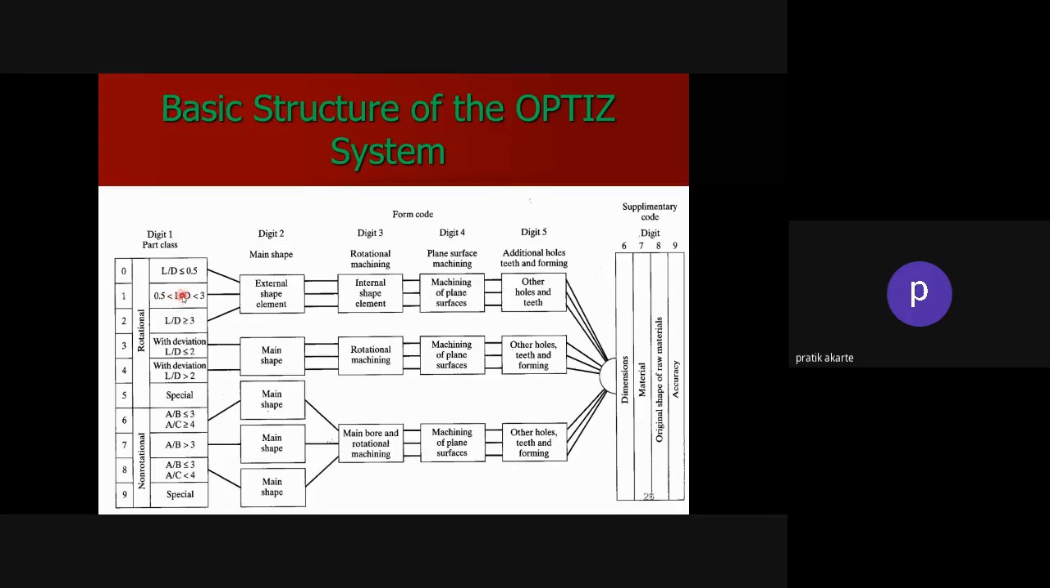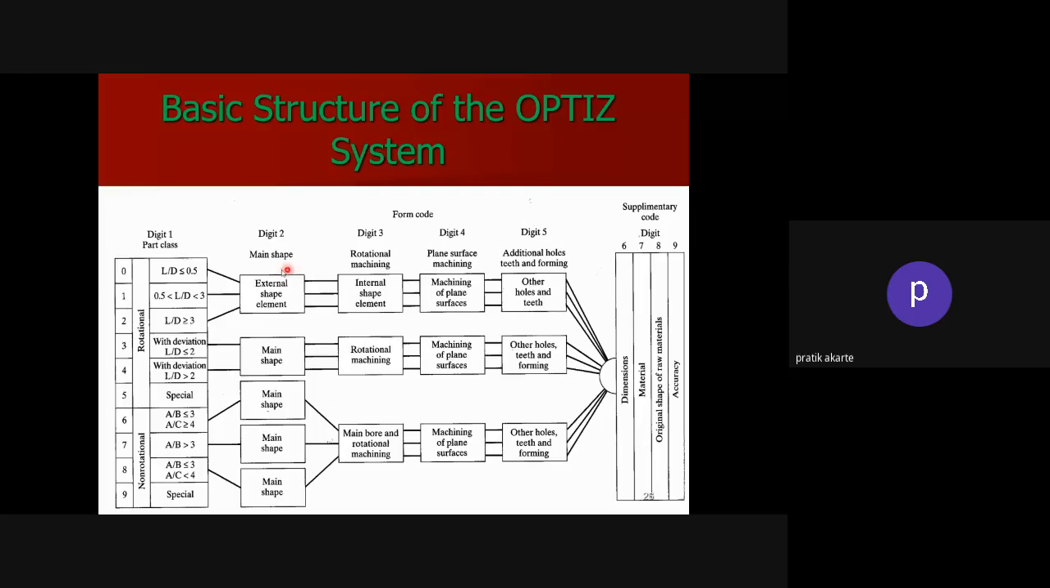Then if it is between 0.5 to 3, you can use number 1. If it is greater than or equal to 3, then it is number 2. Likewise, you can use the various digits for the length to diameter ratio. I mean, not length to diameter, for the rotational part. For the non-rotational part, it is based on the length to width or length to thickness ratio. For the various range, it is 6 to 9, so 9 digits can be used.